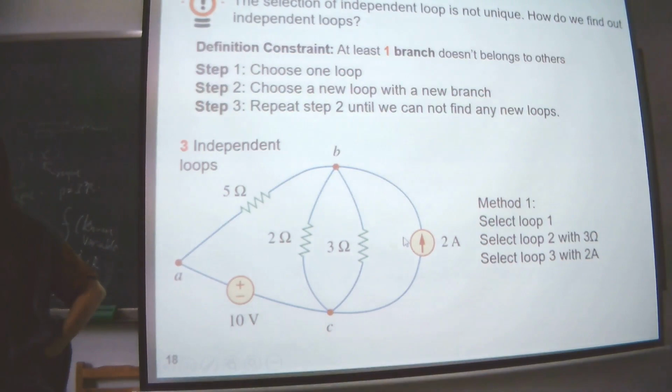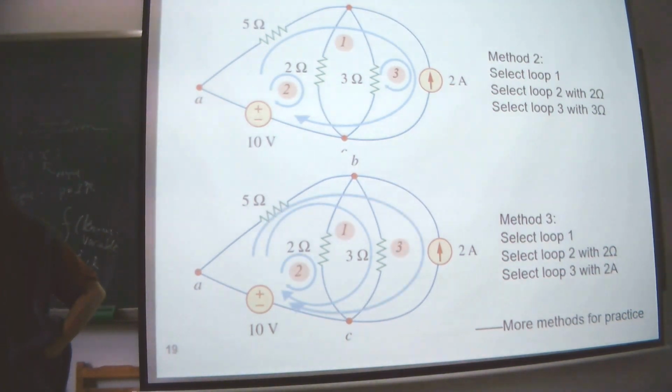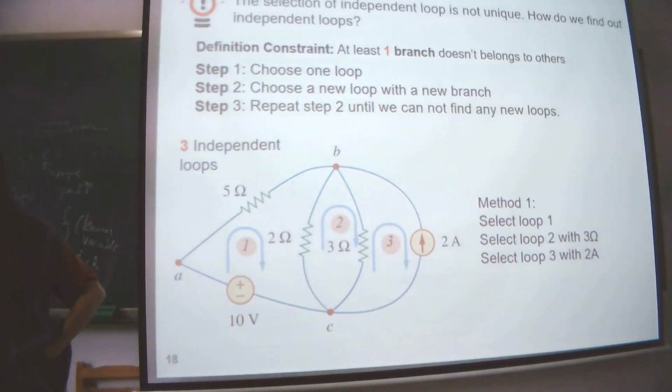But it is not the only way to choose. We can choose this one, right? We also can choose this one, and we also can choose this one. They are all independent, but obviously the first one is the simplest one, right?